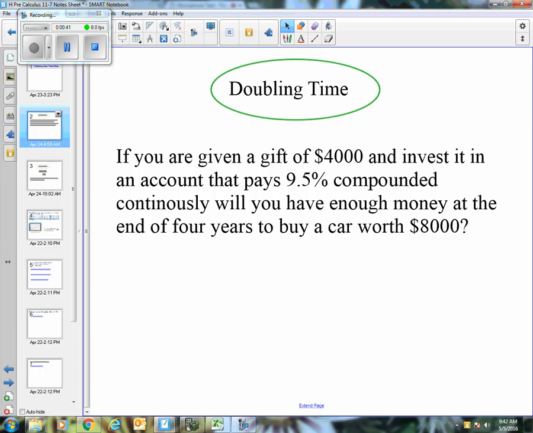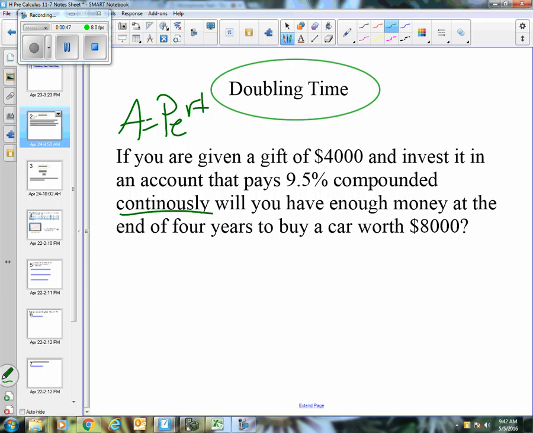All right, so hopefully you paused and you're not cheating. Hopefully you realized the formula you should use is Pert, because it's compounding continuously. So Pert would give us a way to compute this. We can calculate this by knowing we want to have $8,000 at the end. We're starting with $4,000, and we know it's 9.5% interest. We could just solve for t to figure out how long that would take.